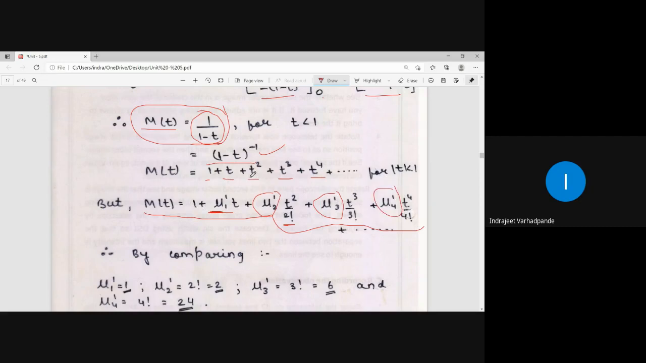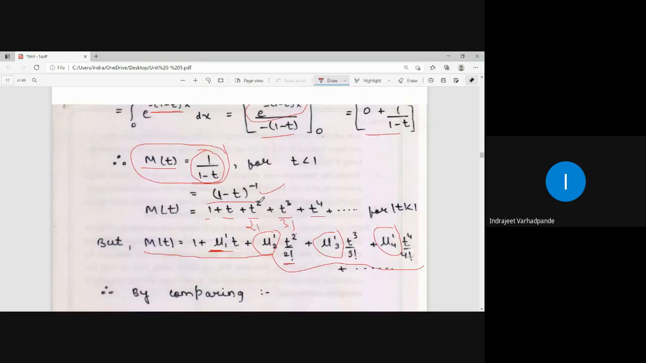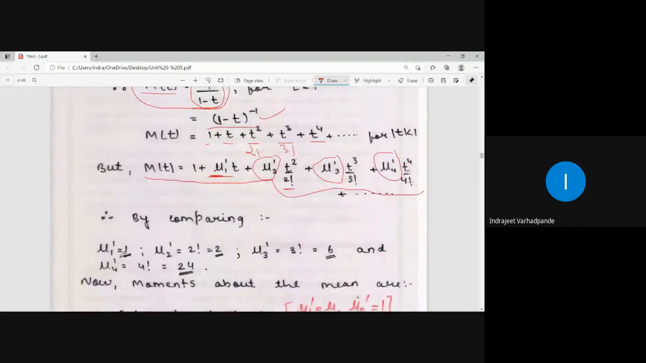What is missing here? 2 factorial. What is missing? 3 factorial. So multiply and divide by those terms. If you compare, what will mu1 dash be? The coefficient of t, which is simply 1. The coefficient of t square means 2 factorial. 2 factorial is 2, so what will mu2 dash be? 2. Coefficient of t cube by 3 factorial: 3 factorial is not there, so I multiplied and divided by 3 factorial. 3 factorial is nothing but 6.